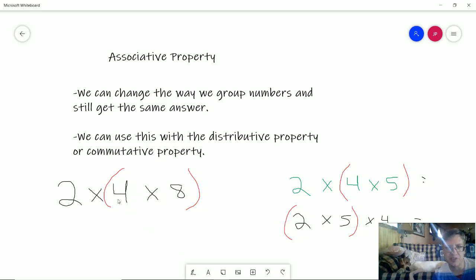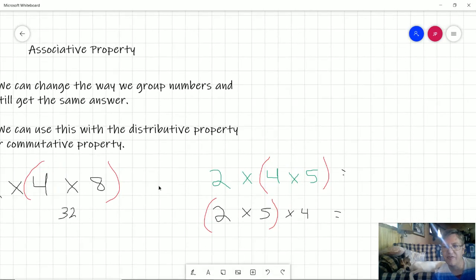So let's say I'm really good with my multiplication facts for 4. I can do 4 times 8 to get 32. And then I can do 32 times 2, or I can just do 32 plus 32, and that's where that idea of doubling comes in. So I can take this answer and double it by adding it to itself.